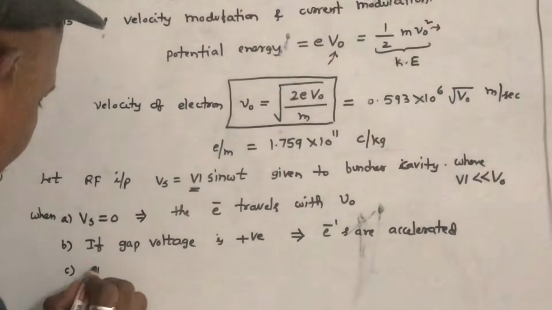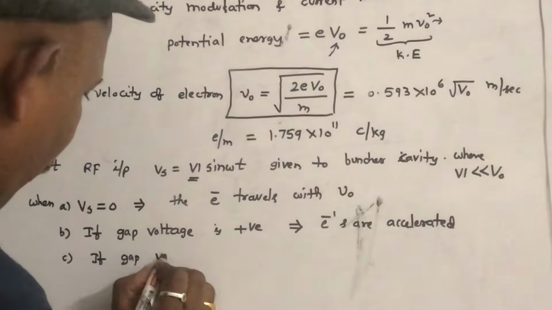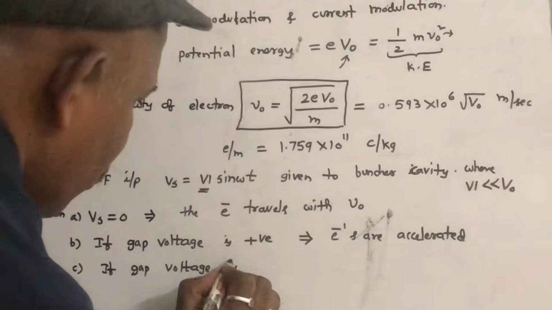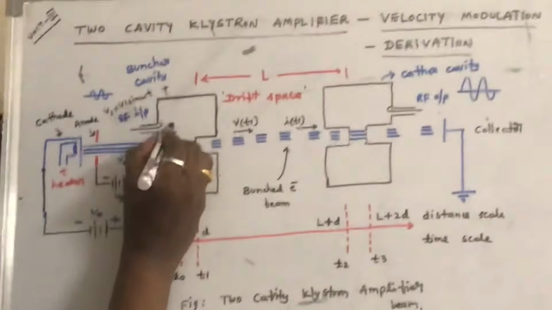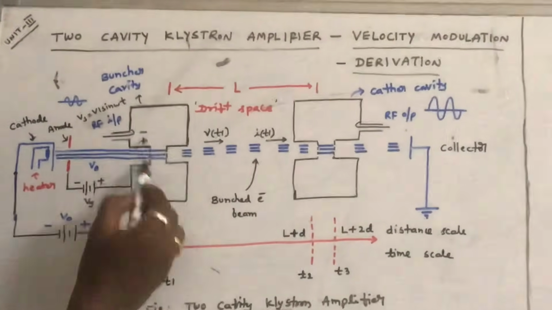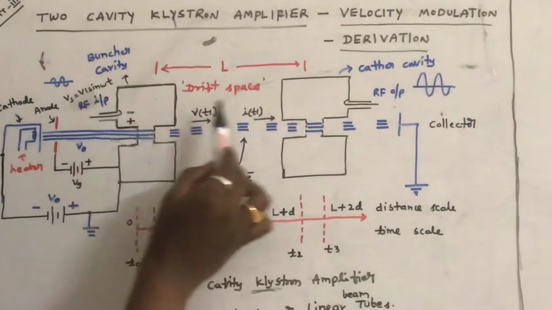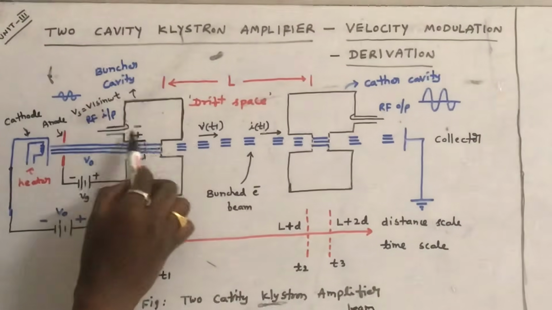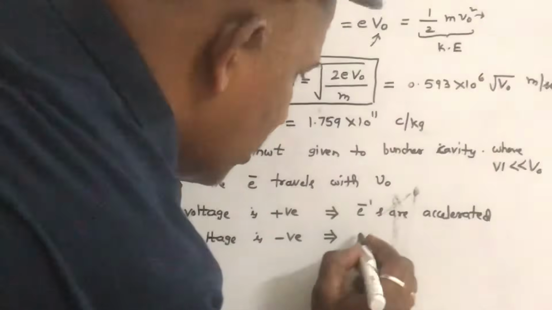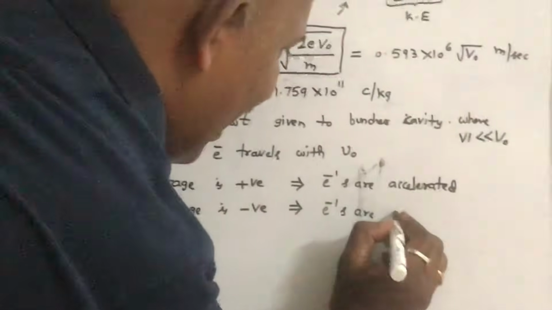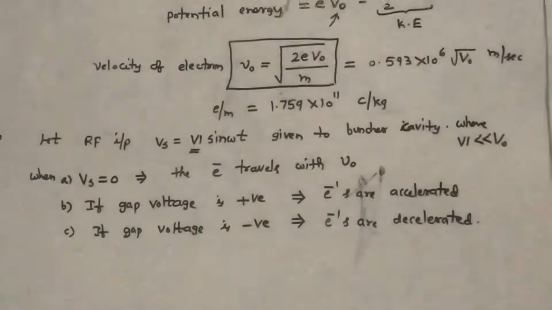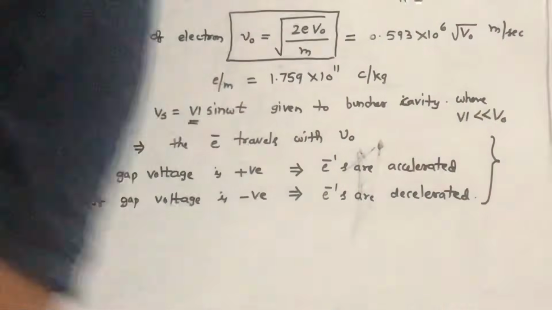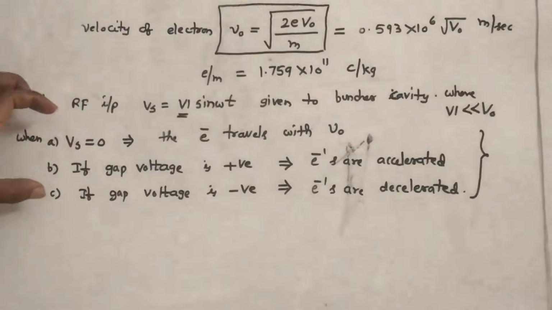Case C: if the gap voltage is negative, then the electrons are decelerated. That means the velocity of the electron traveling through the gap during the negative half cycle of the RF input decreases. So the electrons are decelerated during the negative half cycle of the RF input voltage. This is a very important principle, and based on it the velocity modulation occurs.